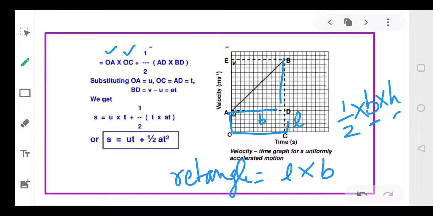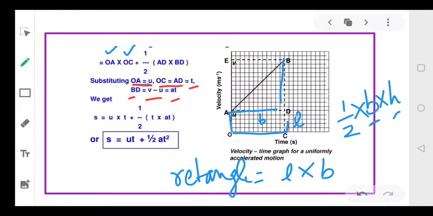Now your OA is equal to U. OC is equal to AD, that is your T. And your BD is equal to V minus U, that is equal to AT.